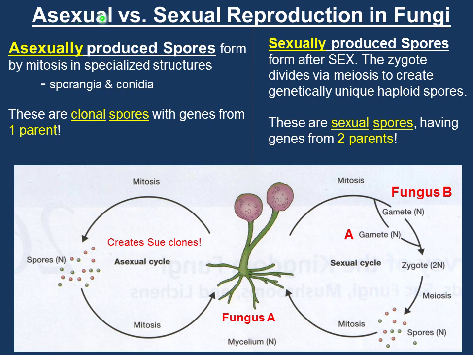Let's compare asexual to sexual reproduction in fungi. Asexually produced spores are from mitosis in specialized structures called sporangia or conidia. These are clonal spores with genes from one parent. Sexually produced spores form after sex.